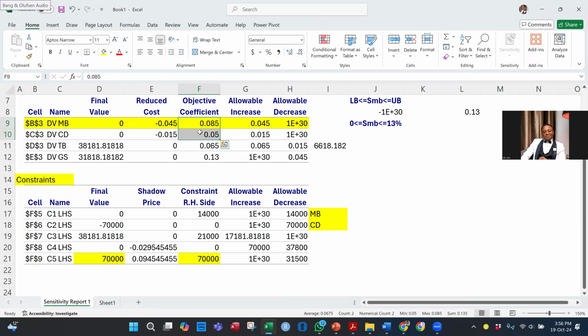So for you to want to invest in them, the coefficient must go up. The interest rate must go up. The interest rate on them must increase to motivate you to want to invest in them. Right now, the interest rates are 8.5% and 5%. These two. Of course, you are allowed to increase it by only 4.5%. And this one, you're allowed to increase it by 1.5%.